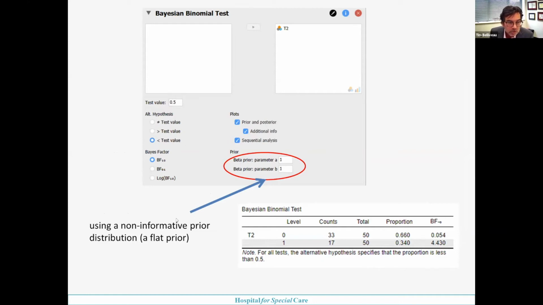And we're going to use a non-informative prior, which in this case essentially means we're not really paying attention to how easy or hard the test is, or assuming no other knowledge about the test, only that it's a 50-50 chance of each test correct. And when we put the data in for a score of 17 out of 50 correct, what we derive using the Bayesian binomial test is a score called the Bayes factor.